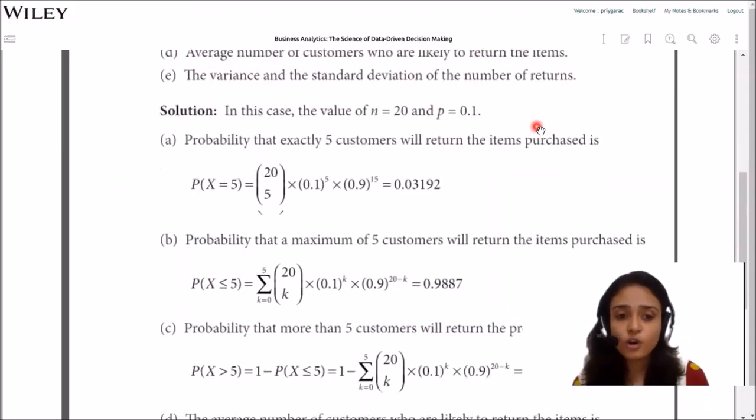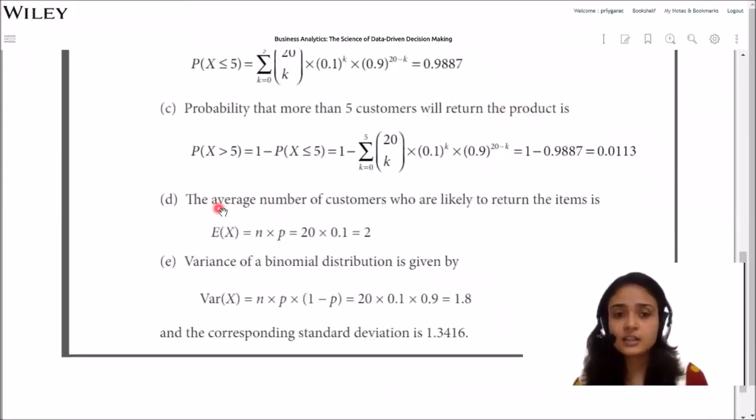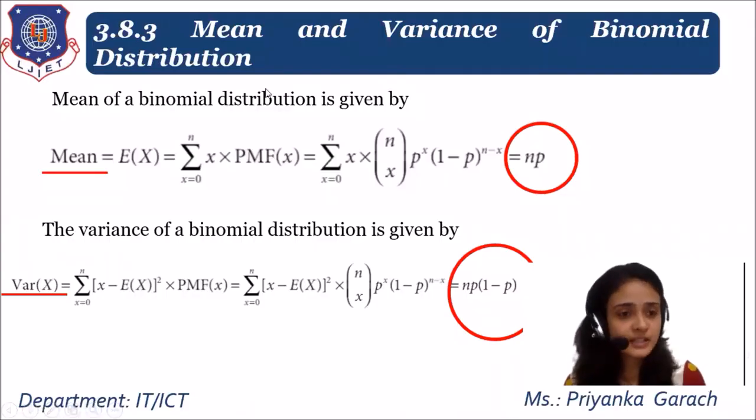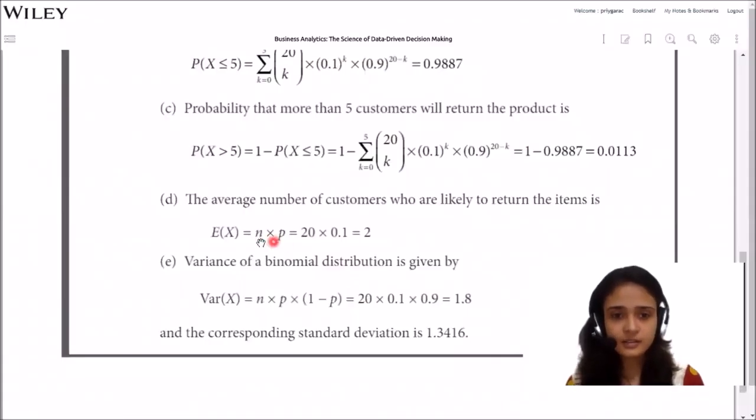The fourth is to find the average number of customers who are likely to return the items. What is the formula for the average in the binomial distribution? The mean, also called the average, is n into p. It is the average number of customers who will likely return the items. The value of n is 20, given in the question, and p is 0.1, so you get the average as 2. On average, out of 20 customers, 2 customers will return the purchased item.